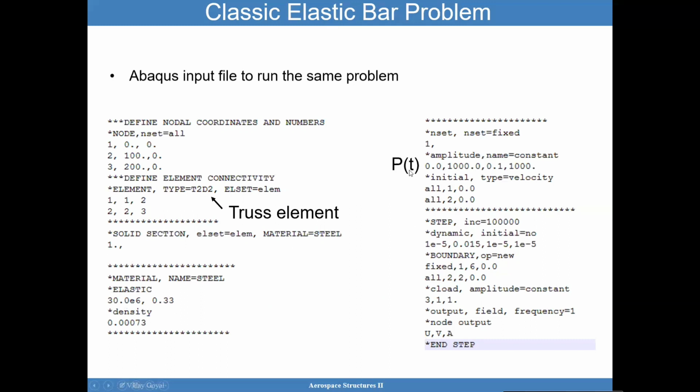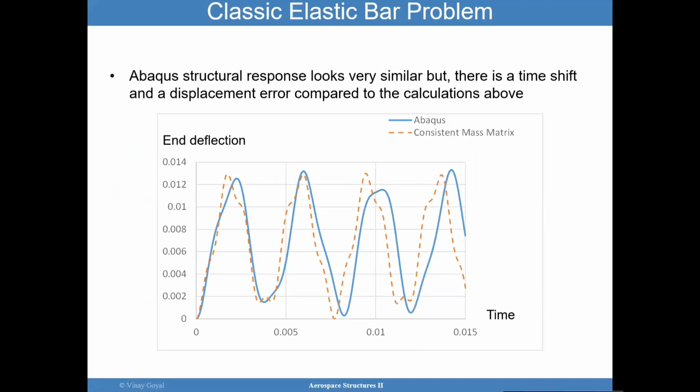And then you have the amplitude of the load applied, which at time equals 0 is applied, 1,000, quickly, and is held constant over time. The initial displacement is 0. The initial velocity is 0. You also have the boundary conditions, and then to run the analysis, basically, you're going to use a star dynamic step to try to replicate what I have done. The problem is it doesn't match.